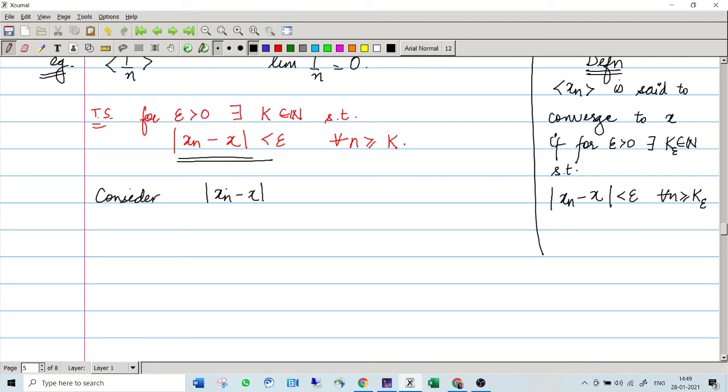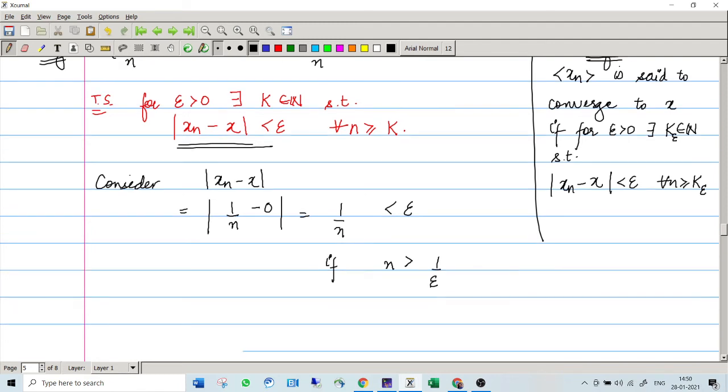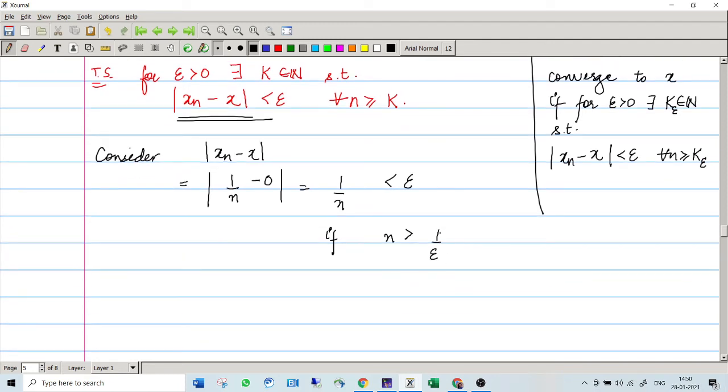Now, what is xn? It is 1 by n. What is x? It's 0. So we have this quantity as 1 by n. You want this quantity to be less than epsilon, and this should be true for every n greater than or equal to some k. So this quantity will be less than epsilon if n is greater than 1 upon epsilon. That means you are able to find a natural number such that n greater than that natural number implies that 1 by n is less than epsilon.